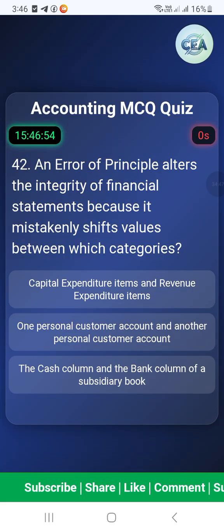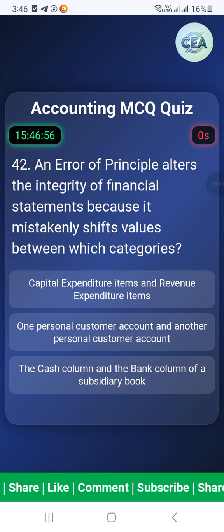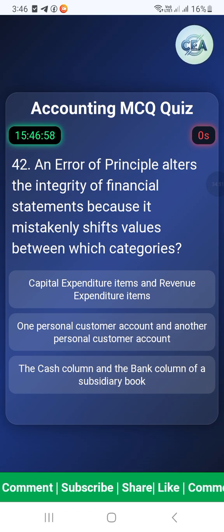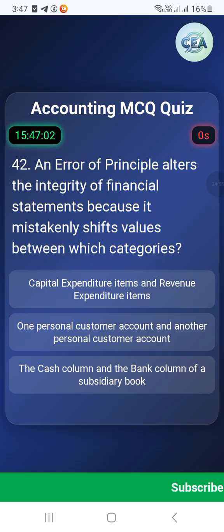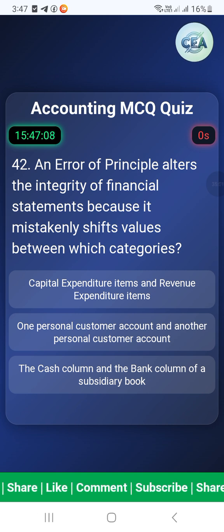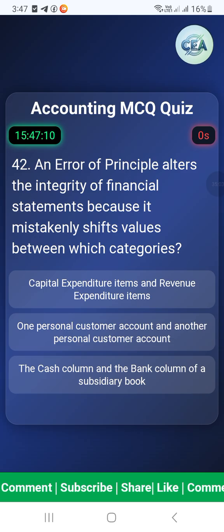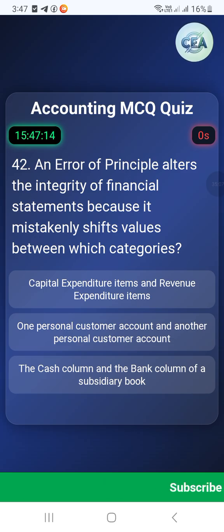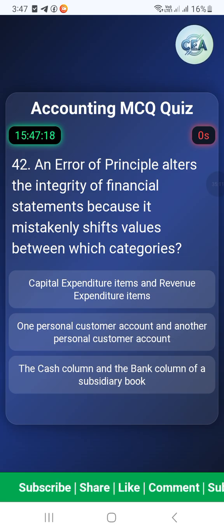42. An error of principle alters the integrity of financial statements because it mistakenly shifts values between which categories? Option 1. Capital expenditure items and revenue expenditure items. Option 2. One personal customer account and another personal customer account. Option 3. The cash column and the bank column of a subsidiary book.